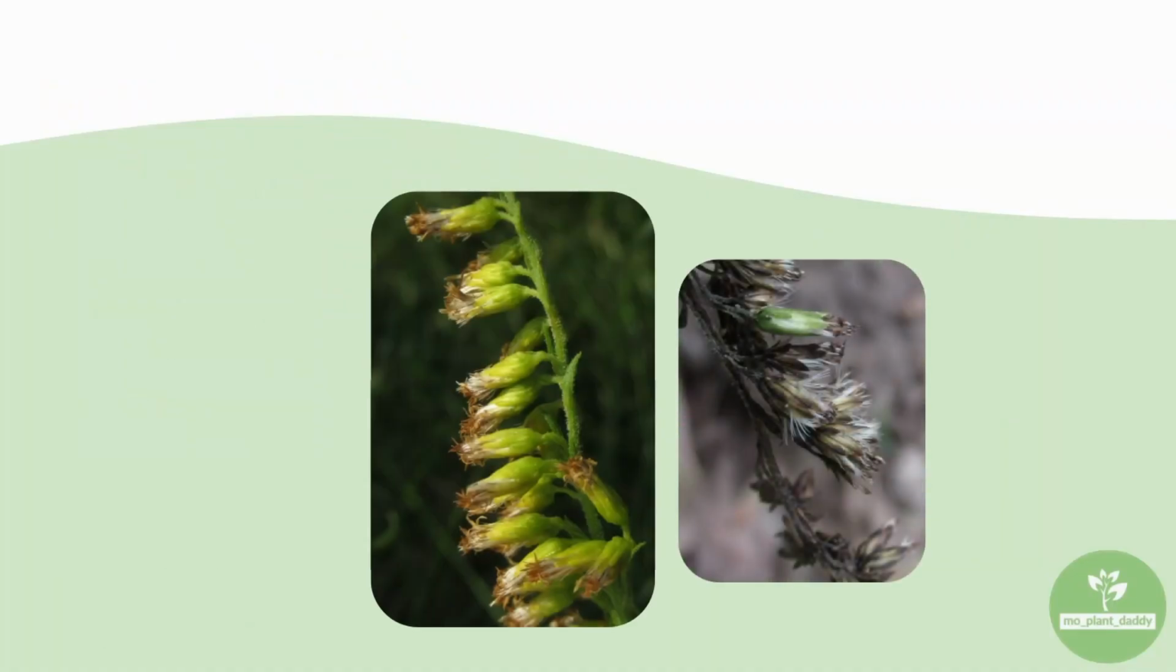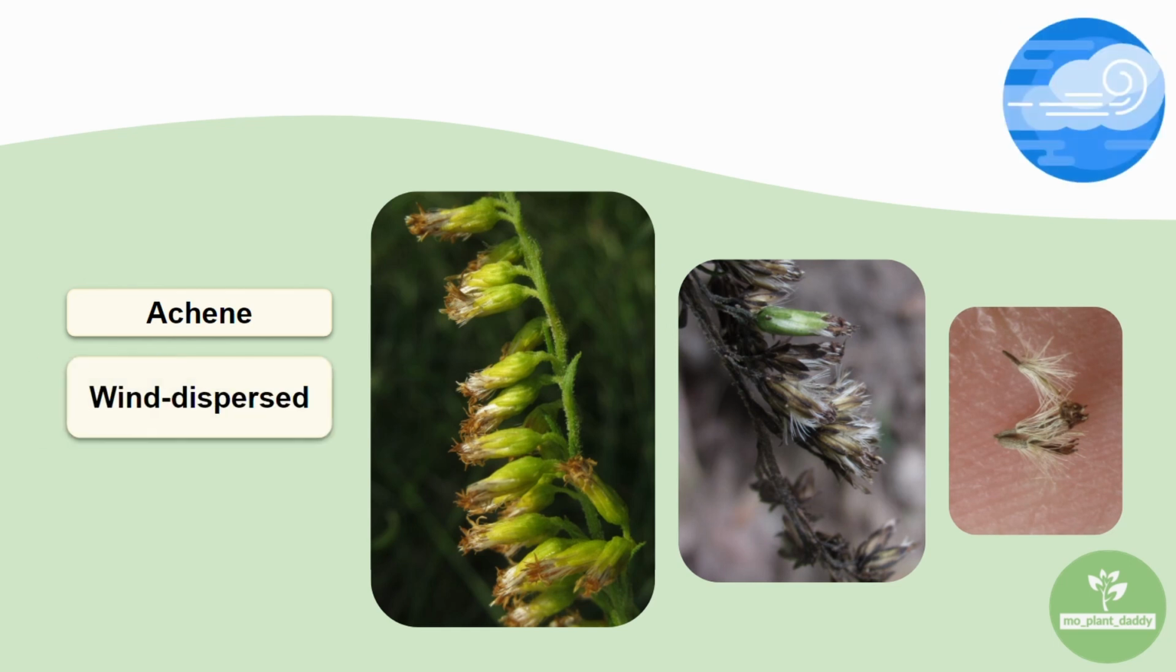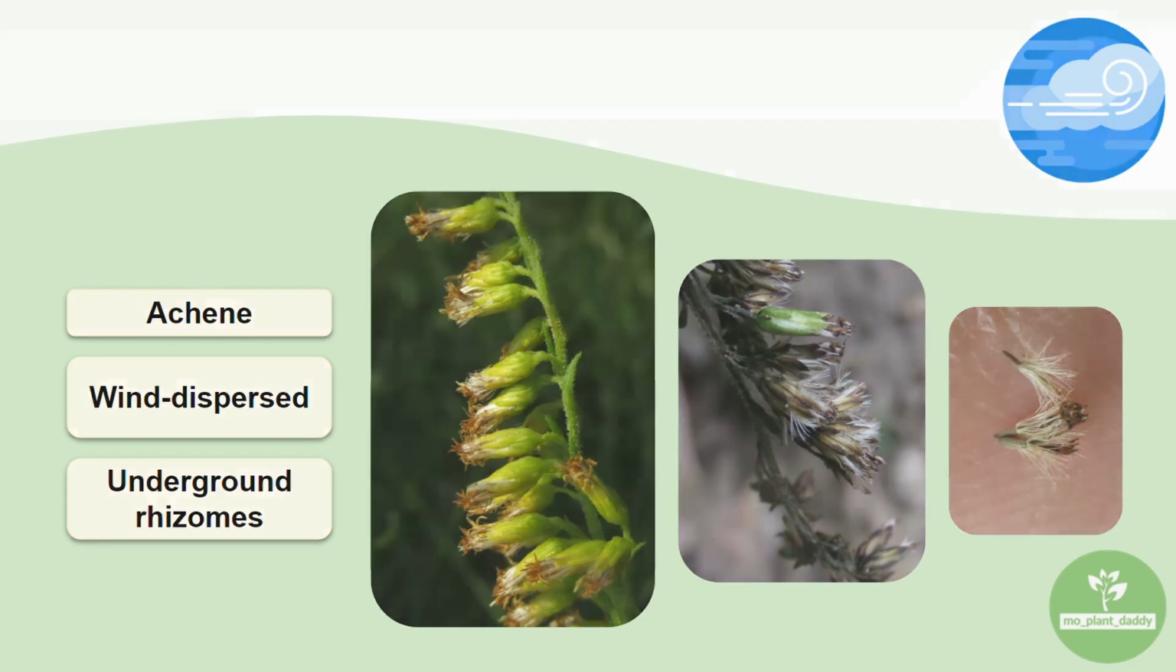After pollination takes place, a dry achene with short hairs called pappus will develop. The seeds are then able to be dispersed by the wind. However, this species can also reproduce readily by spreading through underground rhizomes.